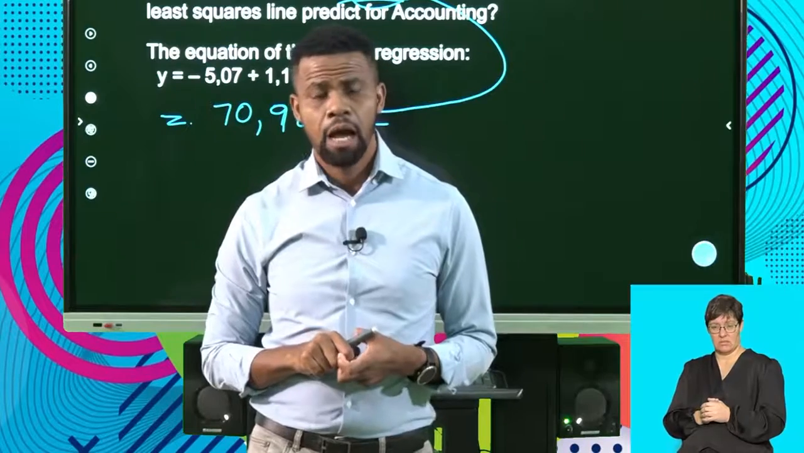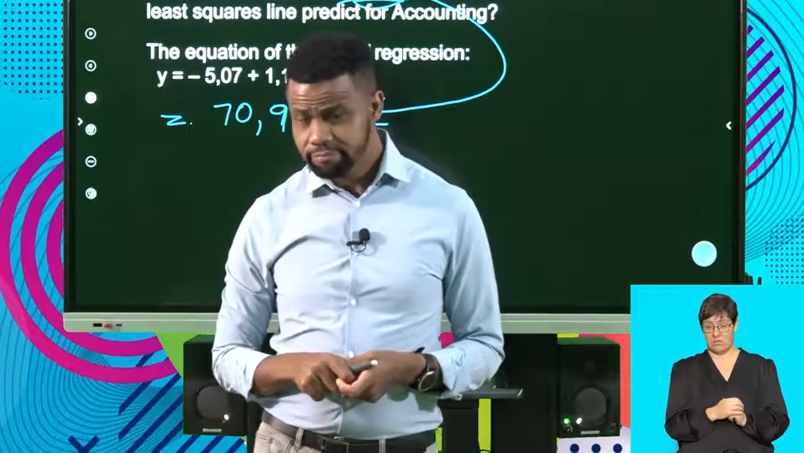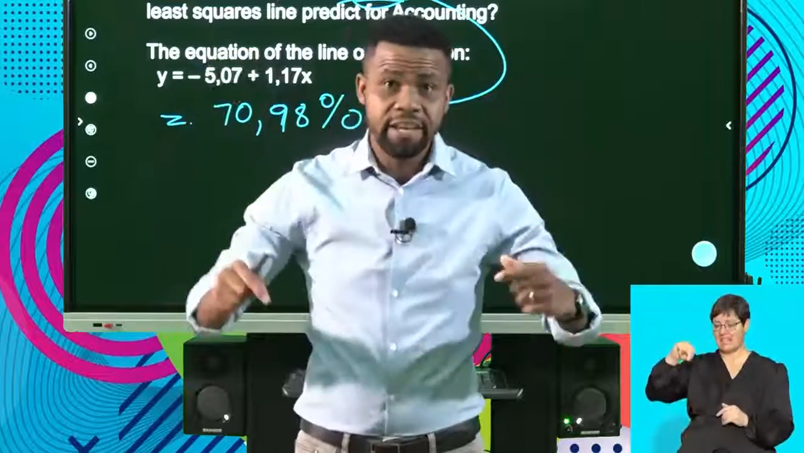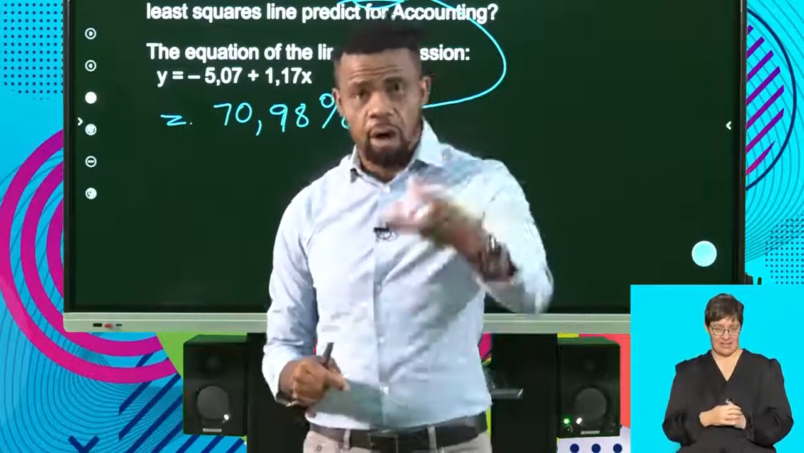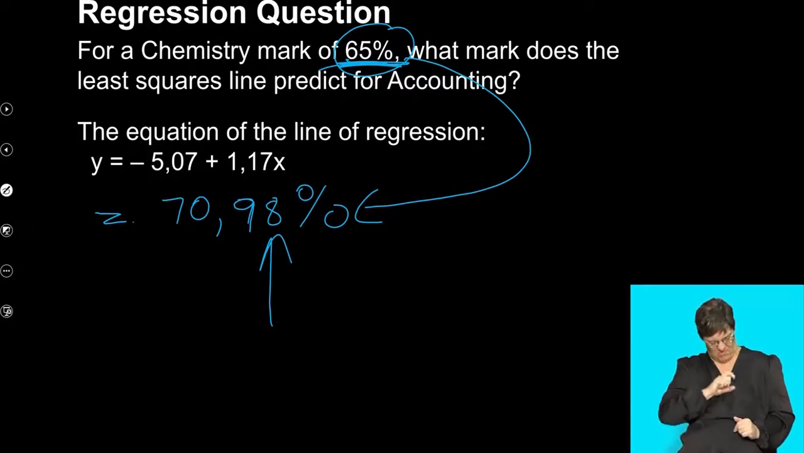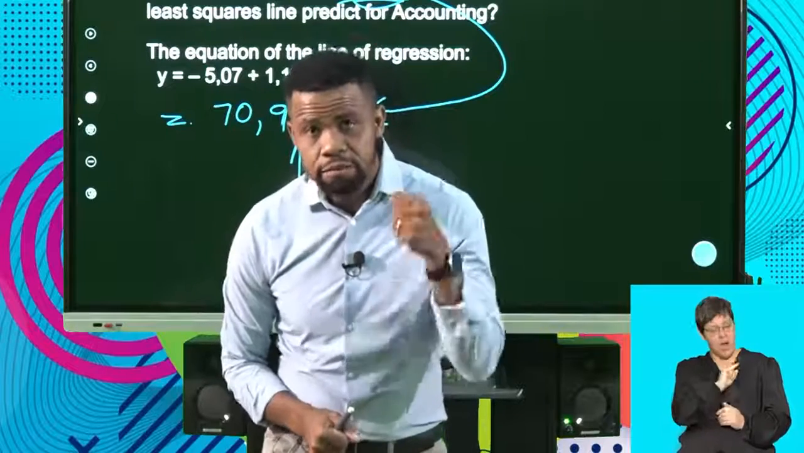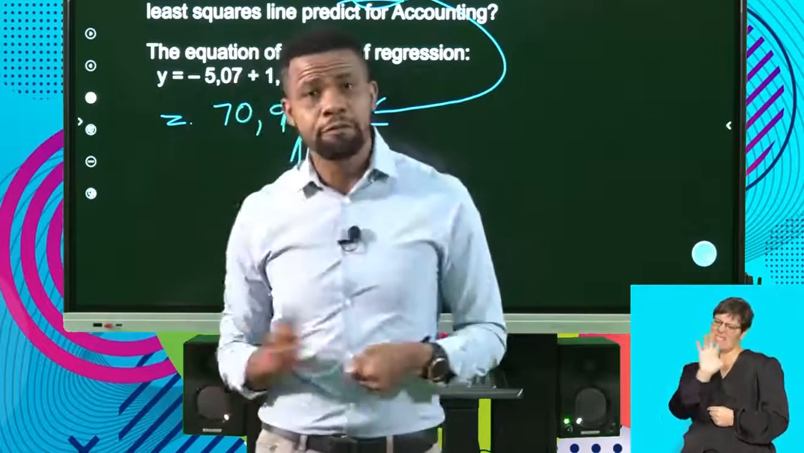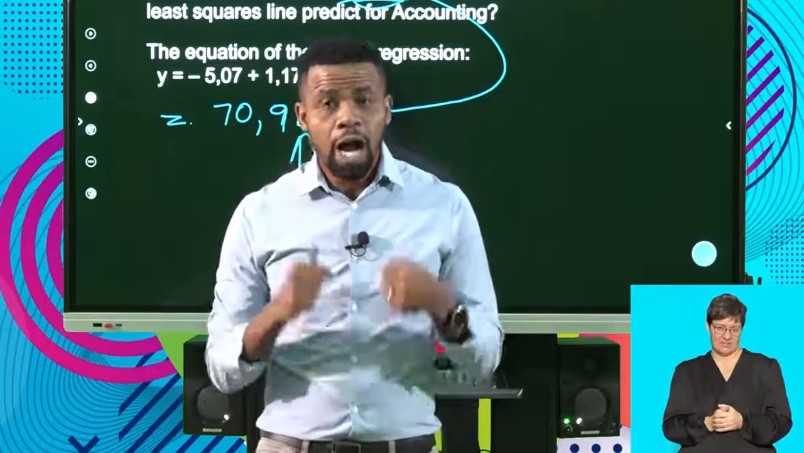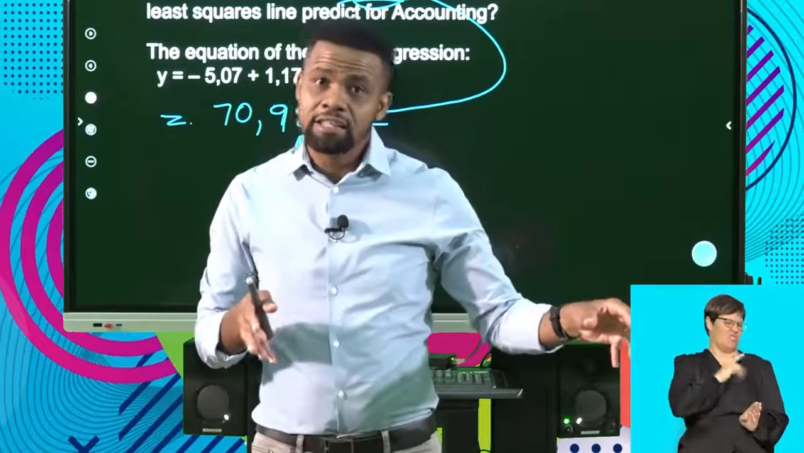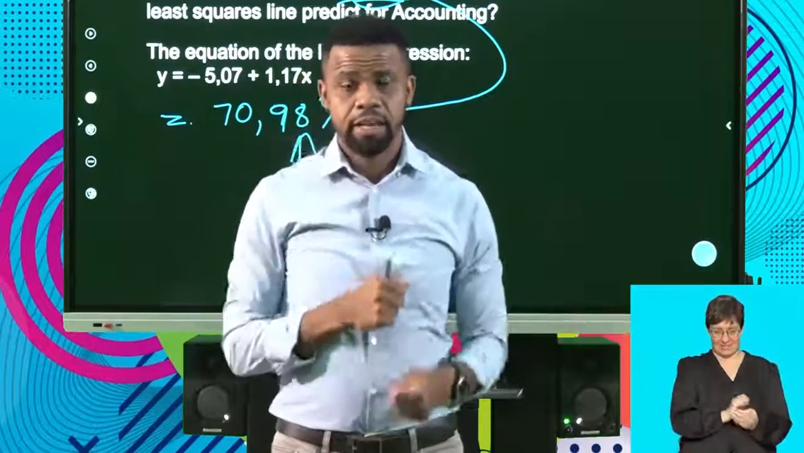What do we say about this prediction? If you look at 65%, it's within the range. We are interpolating. We're confident about that prediction. Yes, if you do get 65% for chemistry, there's a good chance of you getting about 70% for accounting because we are interpolating. But the 30% we had, we are extrapolating. We don't trust that prediction.